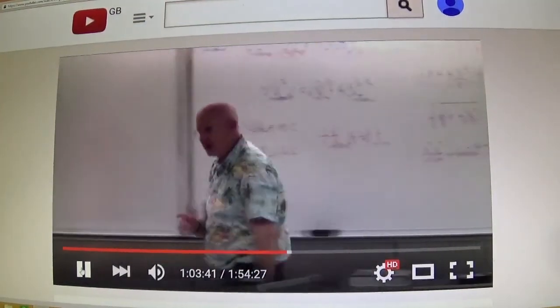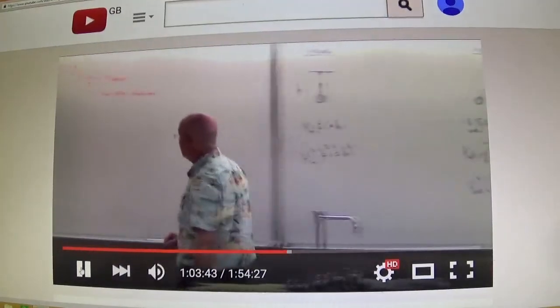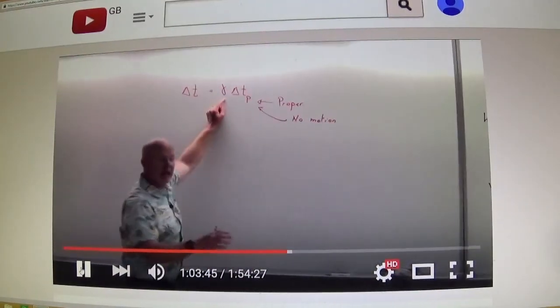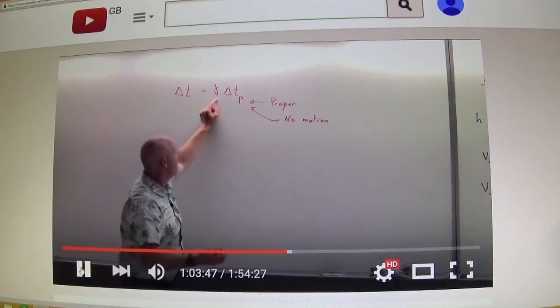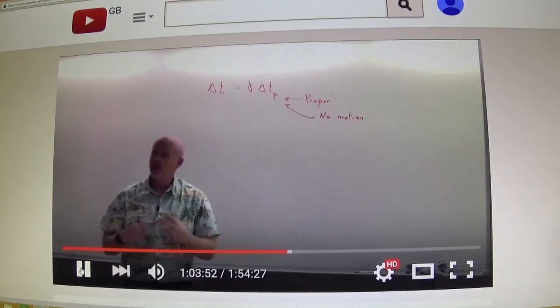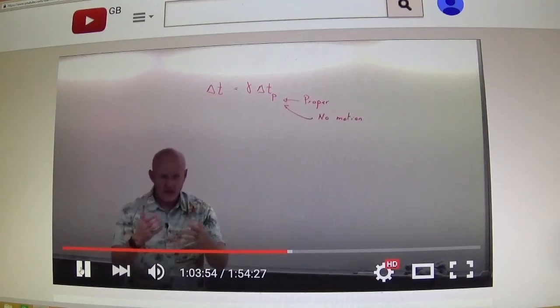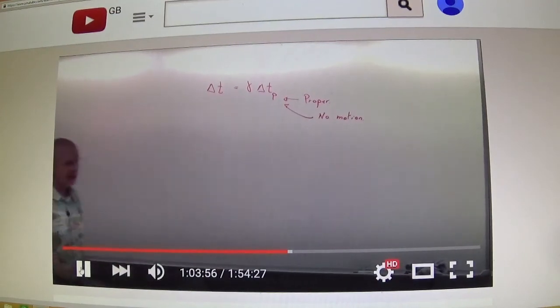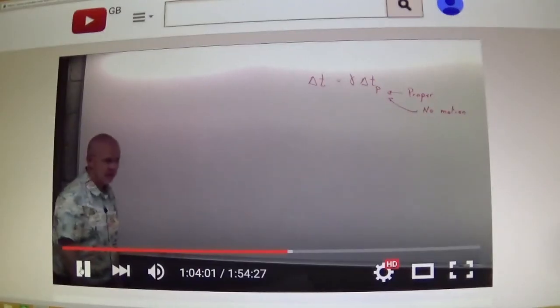The biggest question then would be, now that I have gamma and I have time for the event, how am I going to put it in here? Do I have the proper time or do I have the non-proper time? So there's lots of non-proper times and only one proper time.